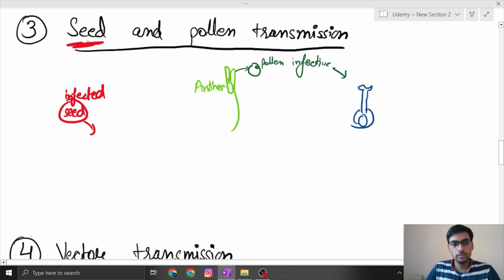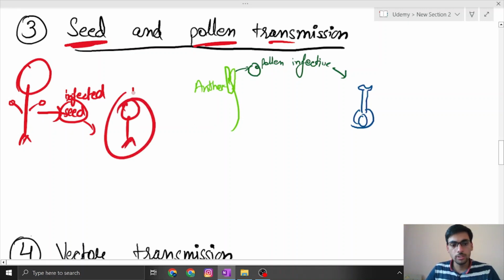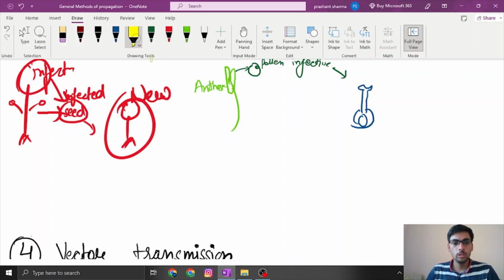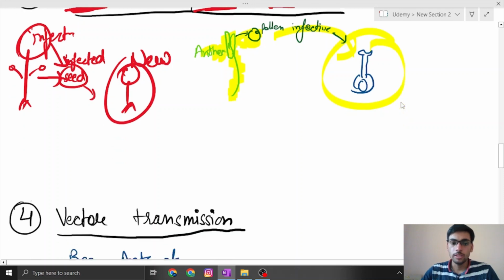The next way viruses propagate or transmit themselves is through seeds and pollen. Let us say this is a tree. When a seed falls from this tree, it will grow into another tree. The new tree will contain viruses since the parent tree was infected, and the infection moves from the seed to the new tree. The same goes for pollen. The flower has an anther, and the pollen grain descends from the anther and moves to the female part, and when the new plant is formed, it will also be virus infected.